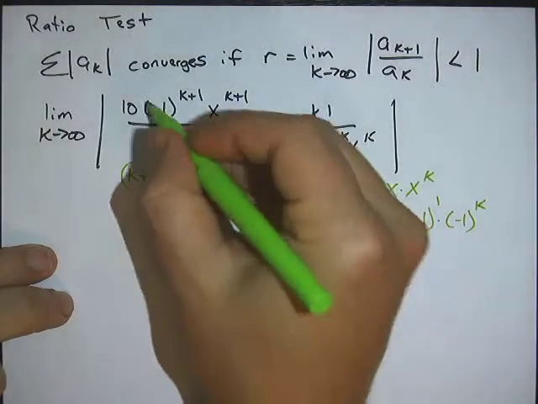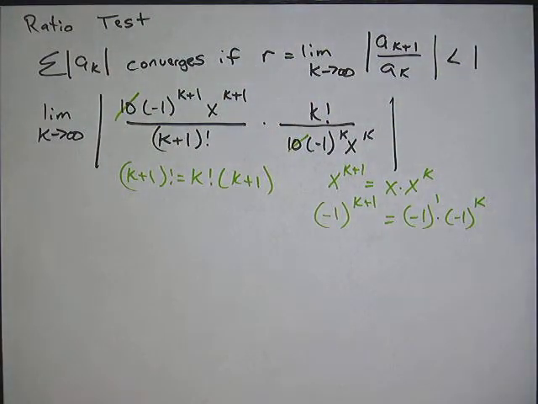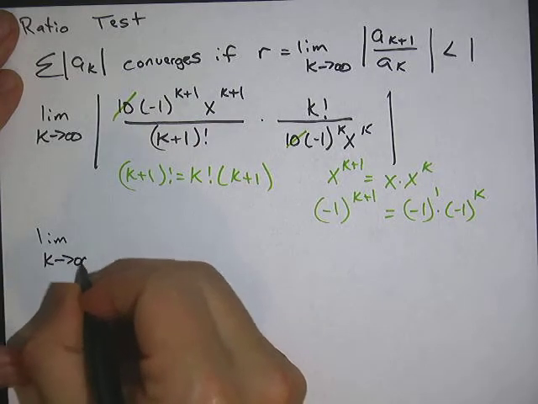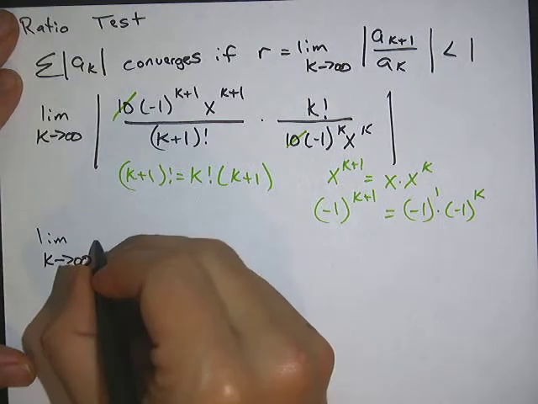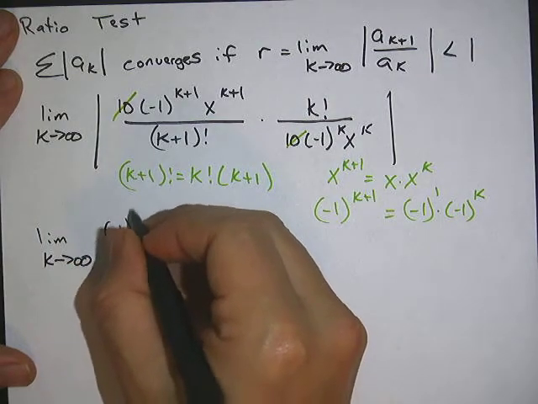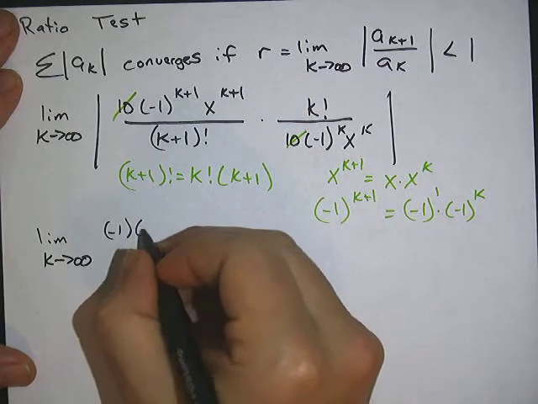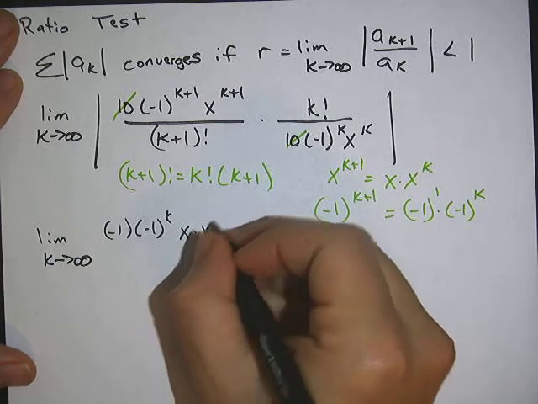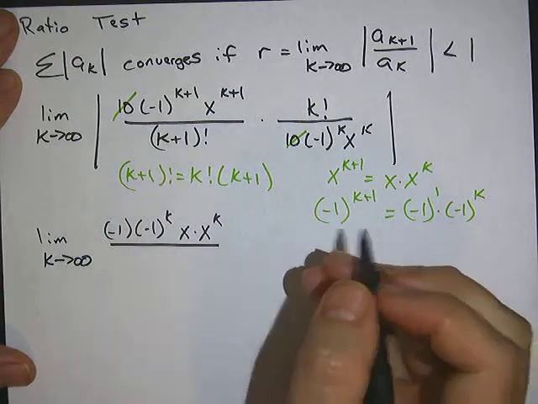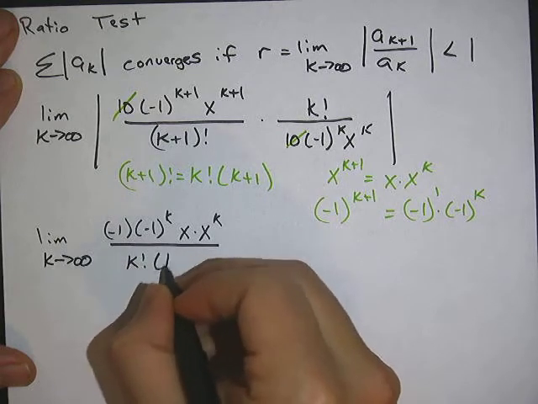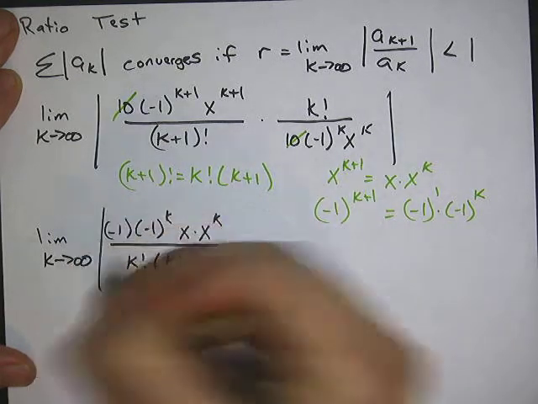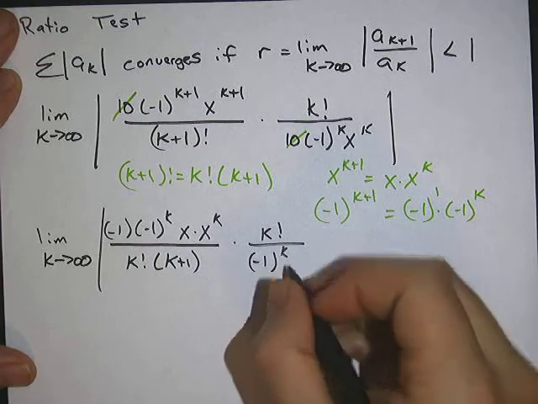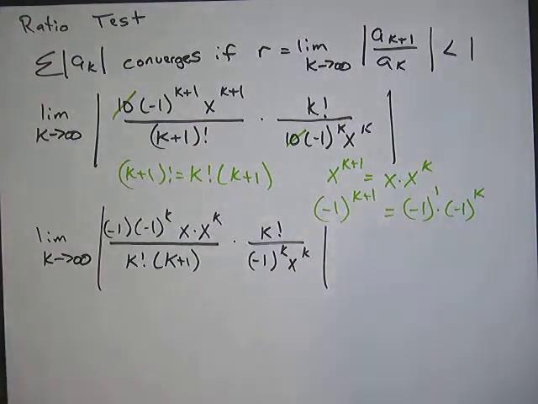So there's a lot of cancellation that's about to happen here. The first thing we can look at is that we've got those 10s that can cancel out. Okay, so let's rewrite it before we cancel. So the limit as k approaches infinity, got rid of the 10, so I have negative 1 to the 1 power, I'm not even going to write the 1 power, times negative 1 to the k, and then x to the 1 power, not going to write the 1, times x to the k, divided by k factorial times k plus 1. Okay, that takes care of the first fraction. And then over here, everything is going to remain the same: negative 1 to the k, x to the k.